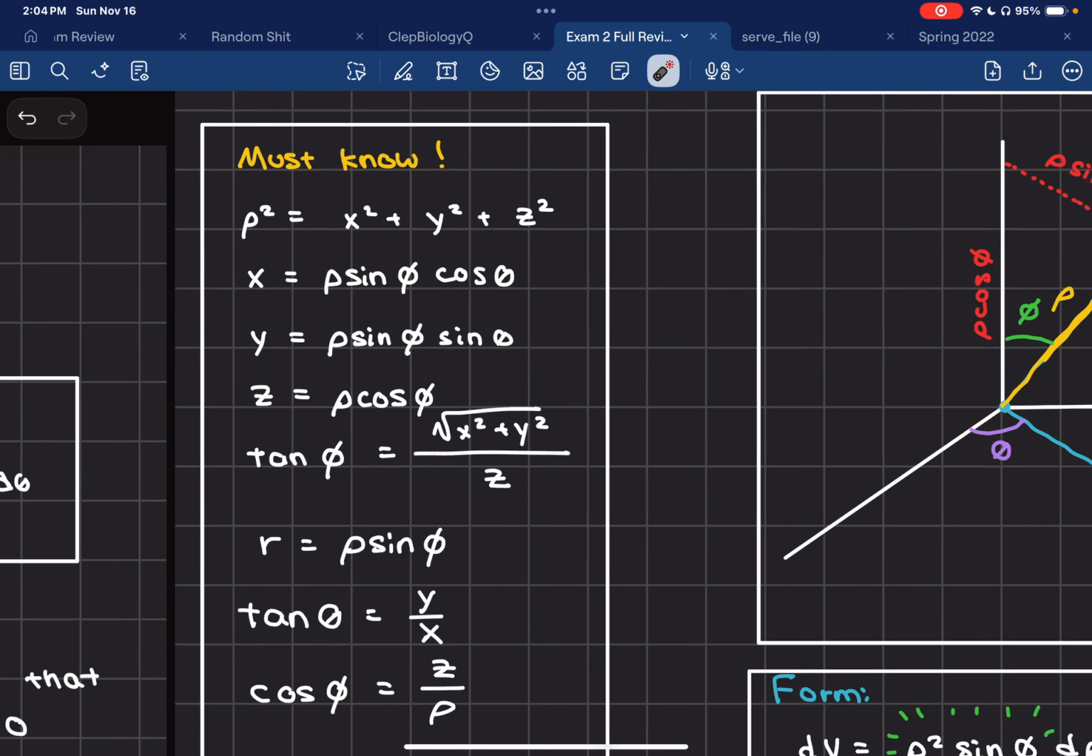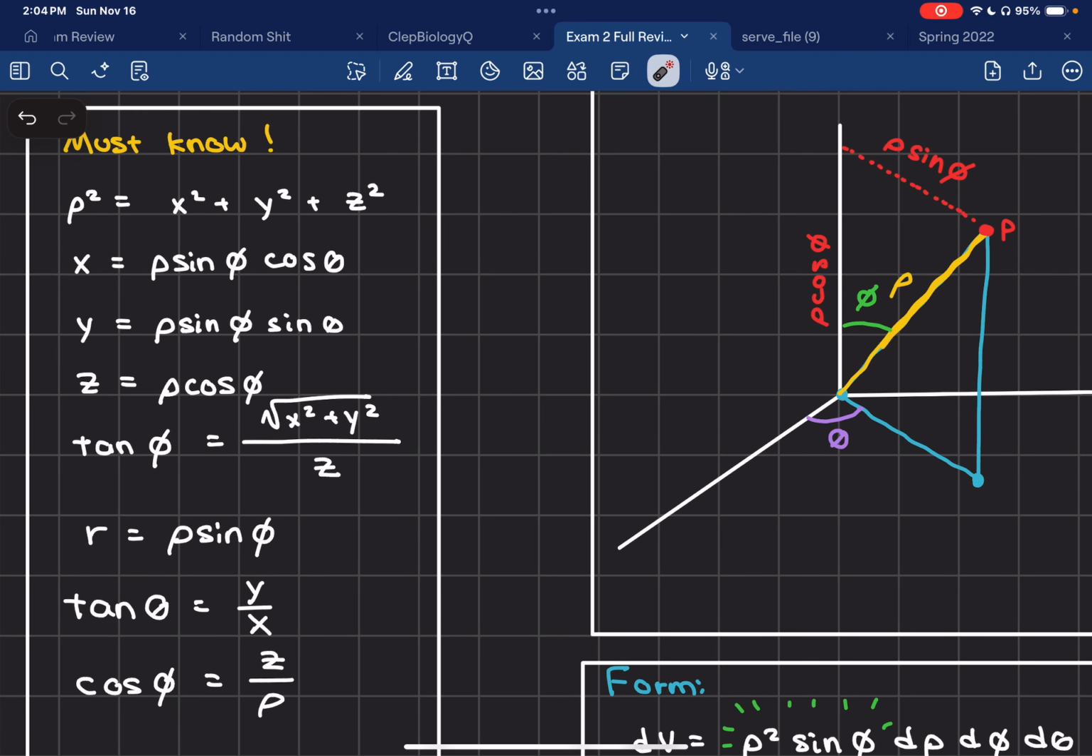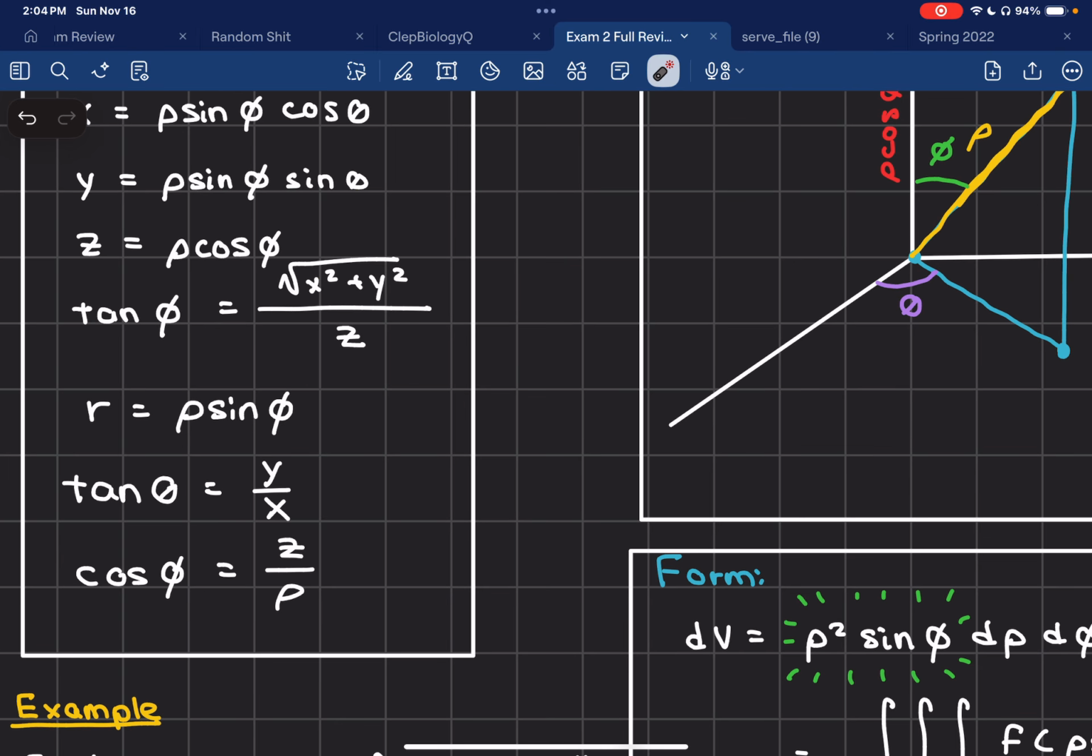Here's stuff you must know. We're now introducing rho into the equation. We're introducing phi, which is this weird symbol that looks like theta, and we still have our good old reliable theta. So you should just know that rho squared is equal to x squared plus y squared plus z squared. You should know that x now equals this, y equals this, z equals this. And these are some more basic derivations that we got from just using trigonometry functions.